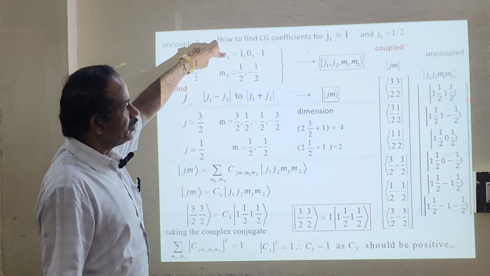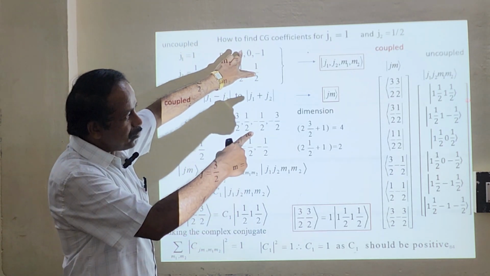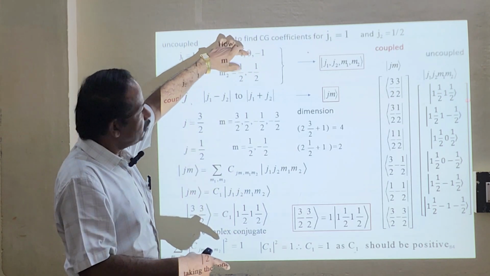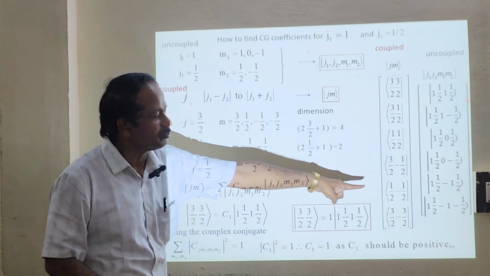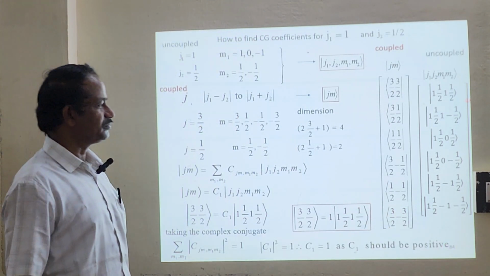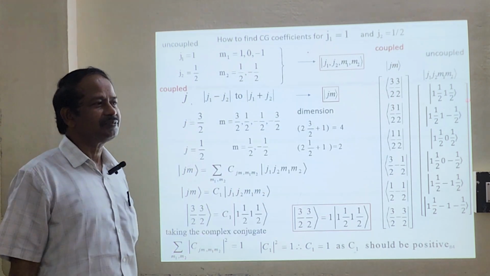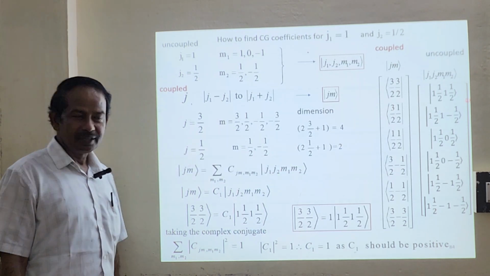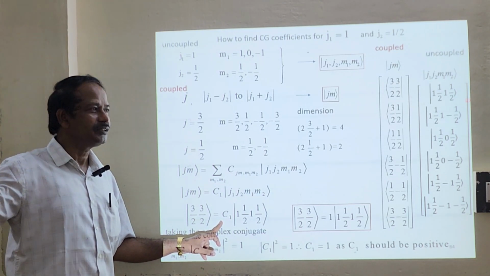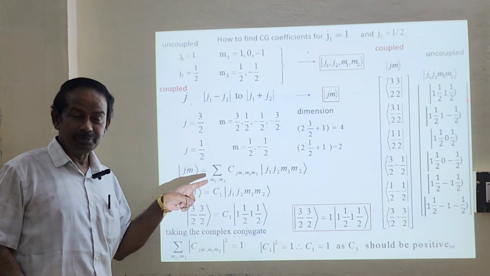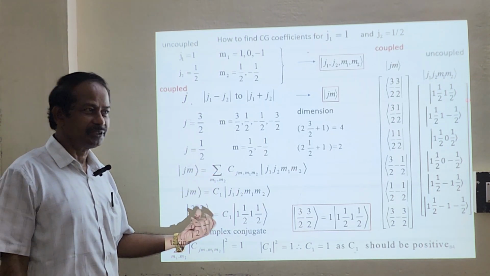Now we'll go for M1 and M2. So you will have 1, 1/2; 1, -1/2; 0, 1/2; 0, -1/2; -1, 1/2; -1, -1/2. Simple one. So again we have 6 bases for the uncoupled, 6 bases for the coupled. Is it okay? Now we are going to calculate C1, C2, C3, C4, C5 and C6. So there will be 6 bases, so 6 components will exist. 6 Clebsch Gordan coefficients we are going to find out.